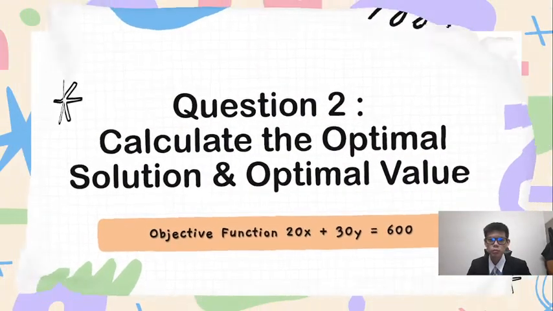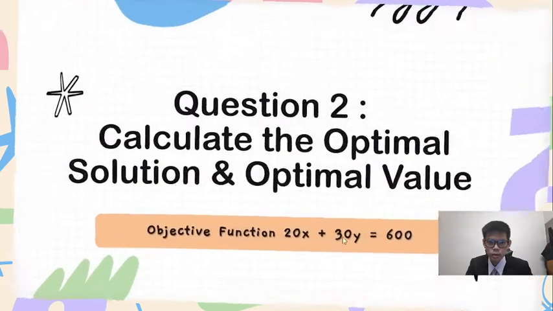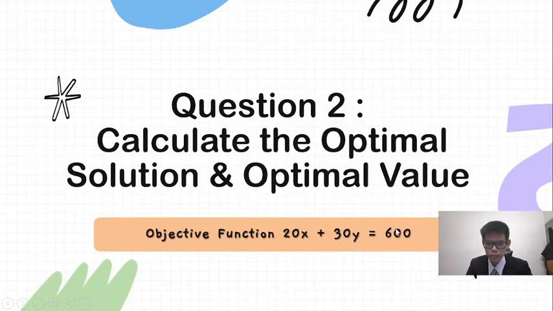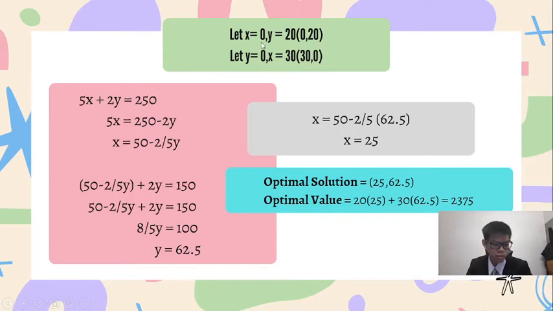For the objective, we also use the same formula. When x equals 0, the 30y moves to 600, so 600 divided by 30 equals 20. When y equals 0, 20 moves to the other side, so 600 divided by 20 becomes 30. So this is our objective function.